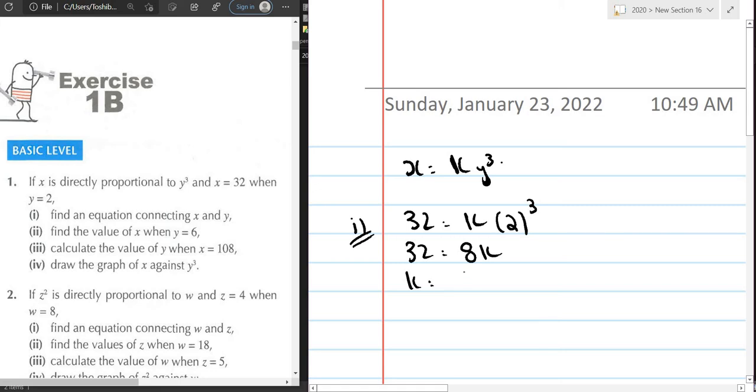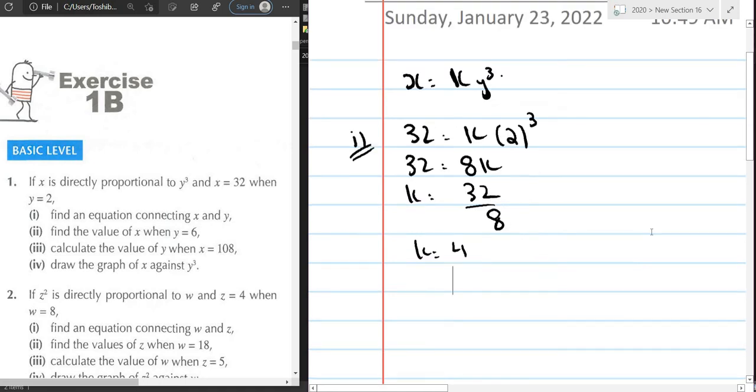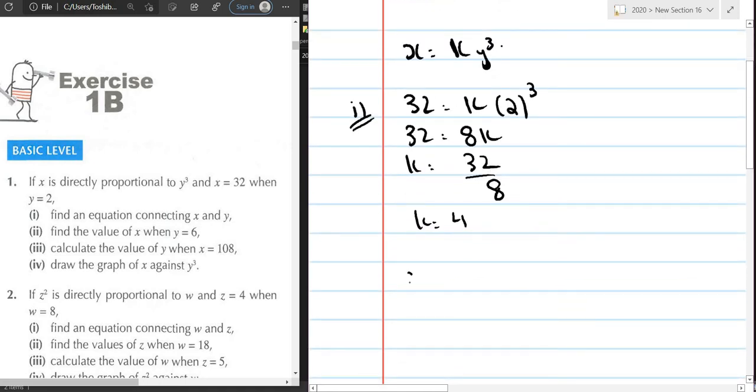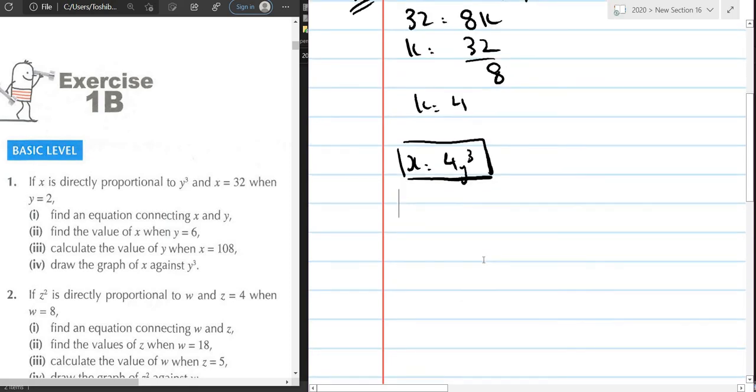So k is equal to 32 divided by 8. Therefore k is equal to 4. So the equation that you're going to have is x is equal to 4y cube. That's the answer to your part 1. Moving on, we will talk about part 2. In part 2, whenever you have the equation, you can just simply use that equation to solve the other part.